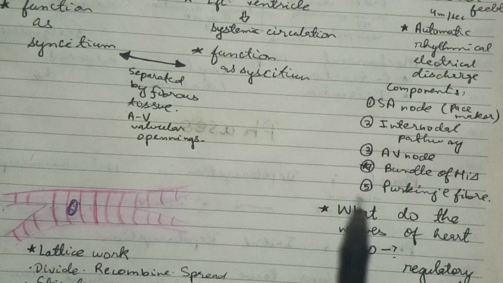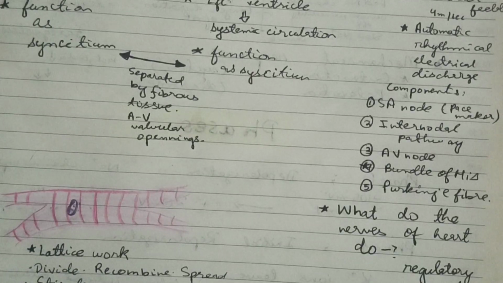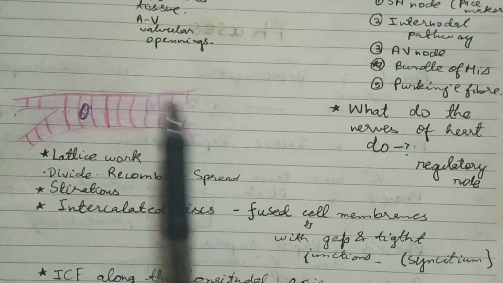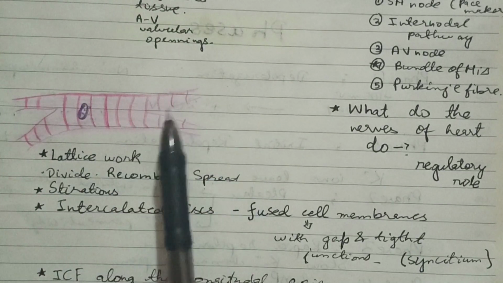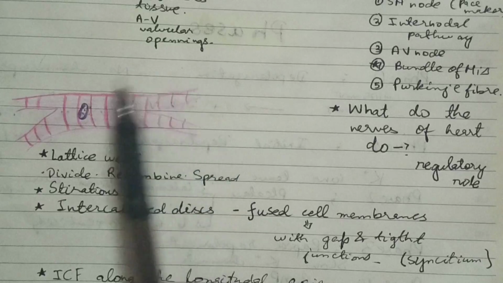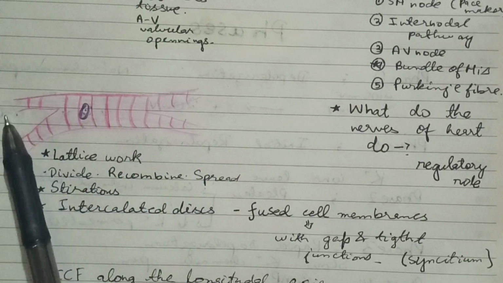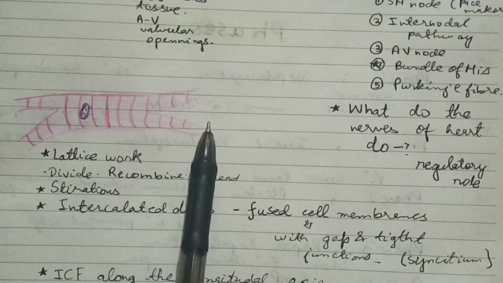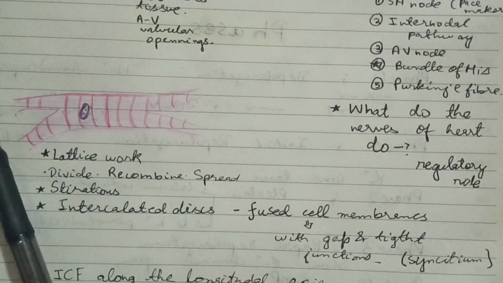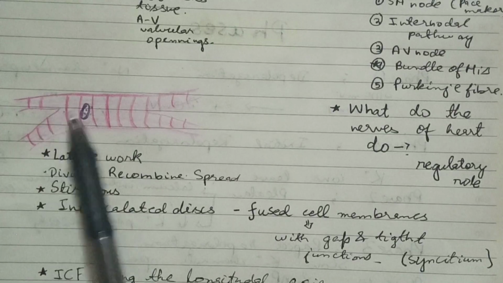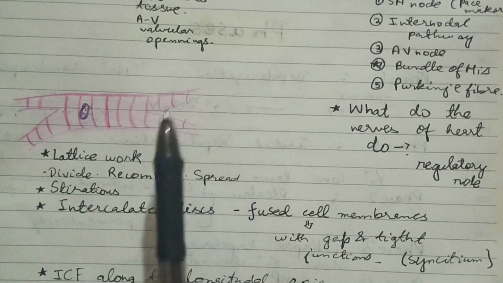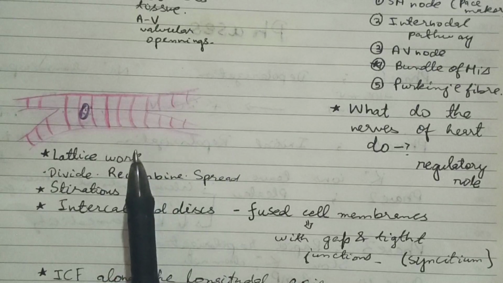Now coming towards the cardiac muscle histology. Here we have a cardiac muscle fiber. The cardiac muscle fiber, from the histological point of view, presents a lattice work. The fiber will divide, recombine, and then spread again. And it also has cross striations due to the orderly arrangement of actin and myosin filaments.